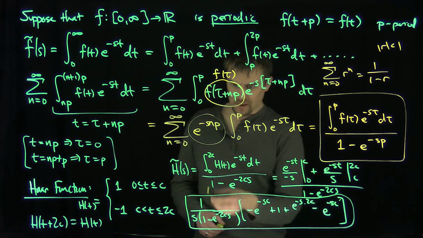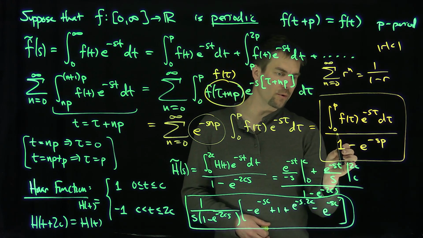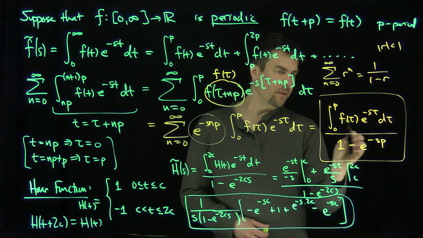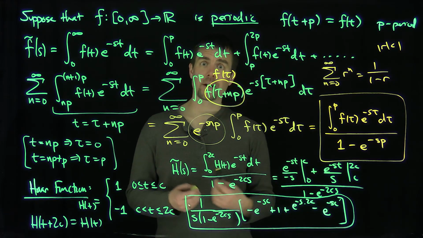So this is going to be the Laplace transform of this Haar function that's periodized. But the important thing to remember is that all you have to do is integrate over the period the function times e to the negative st, and divide by this exponential factor over here to find the Laplace transform of a periodic function.